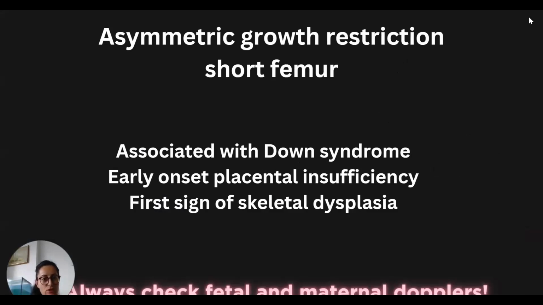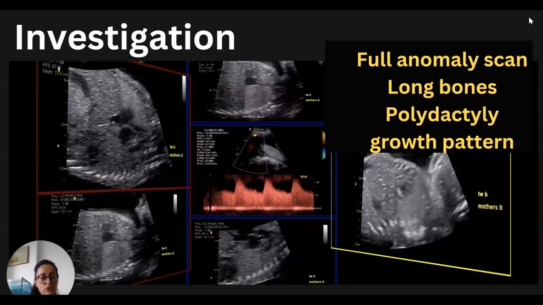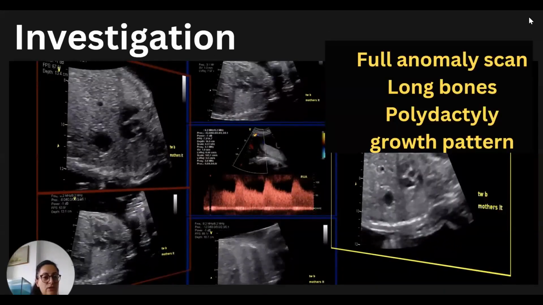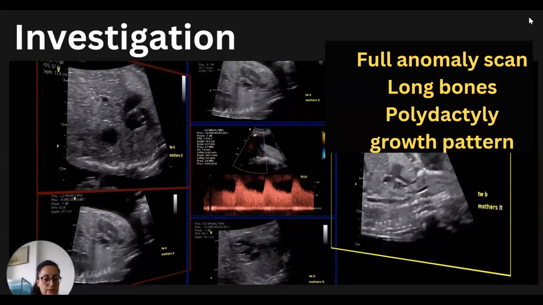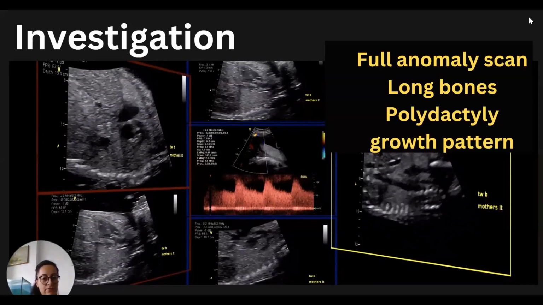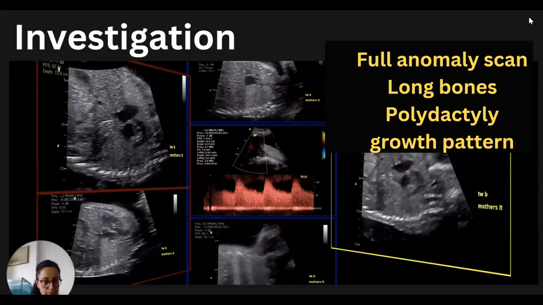Asymmetric growth restriction and short femur. It is associated with Down syndrome. Early onset placental insufficiency, it can be the first sign of skeletal dysplasia. So what we should do is always to check the fetal and maternal Dopplers to exclude placental insufficiency. We should do the full anomaly scan, check the long bones, check for polydactyly, and investigate the growth pattern.